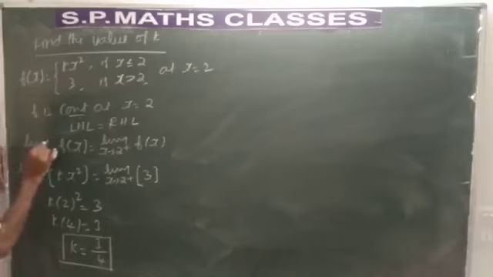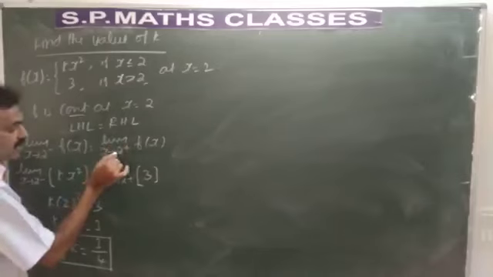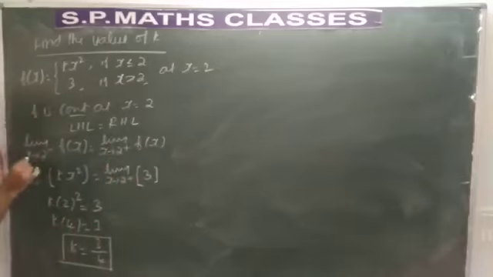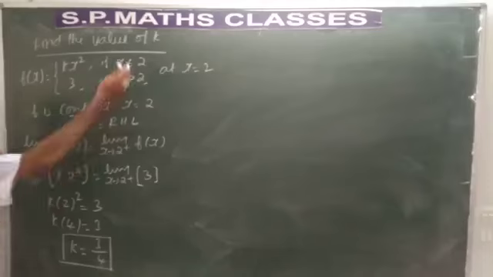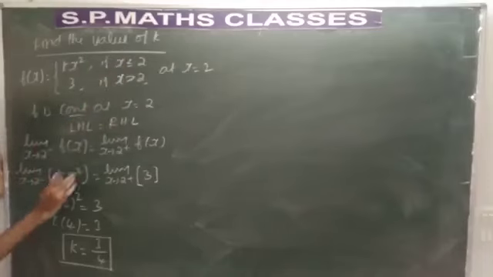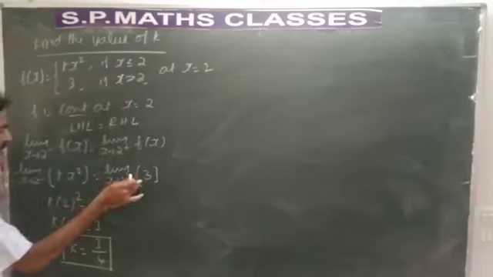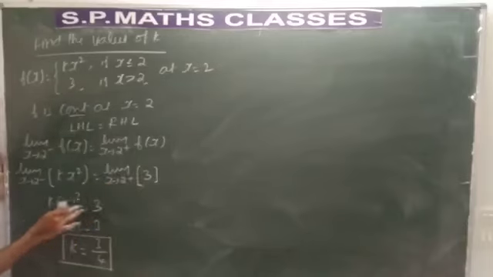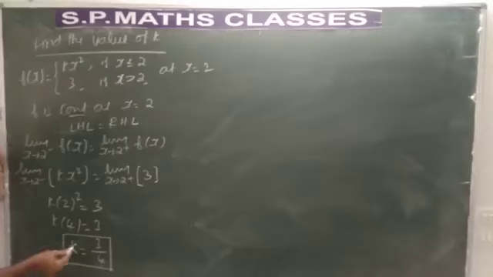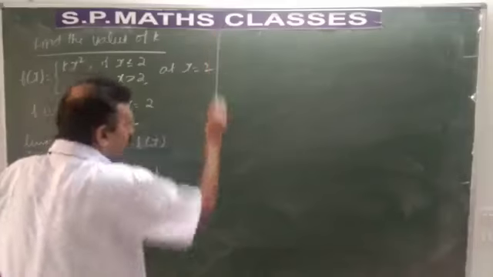So left hand limit is limit as x tends to 2 minus f of x. Right hand limit is limit as x tends to 2 plus f of x. Limit as x tends to 2 minus f of x: for less than 2, kx squared is given. For greater than 2, 3 is given. k into 2 squared is equal to 3. 4k is 3. k value is equal to 3 by 4. For k is equal to 3 by 4, the function f of x is said to be continuous at x is equal to 2. I think you have understood this problem.